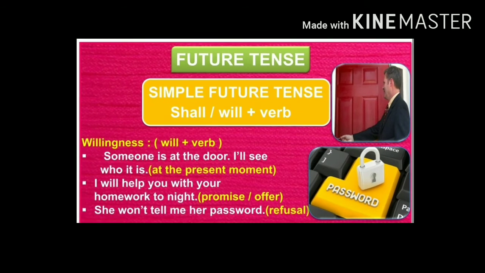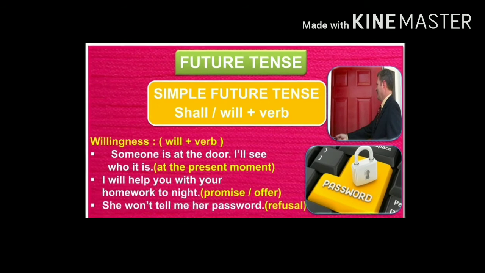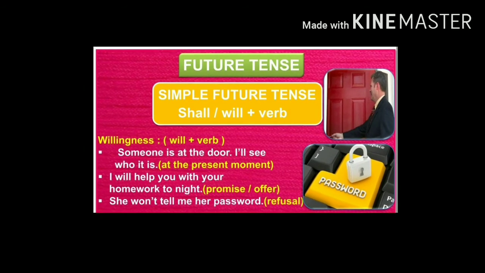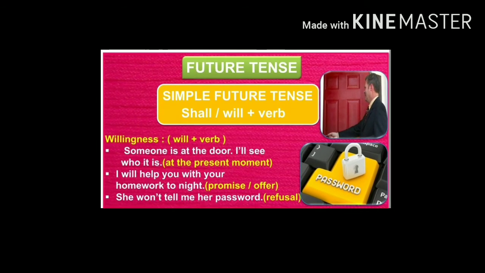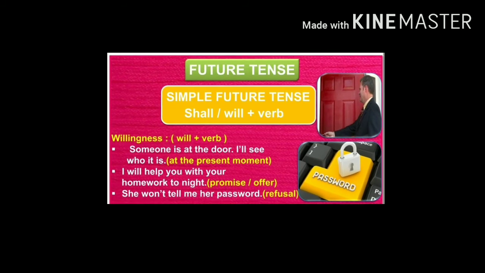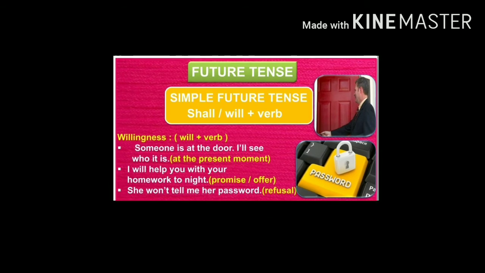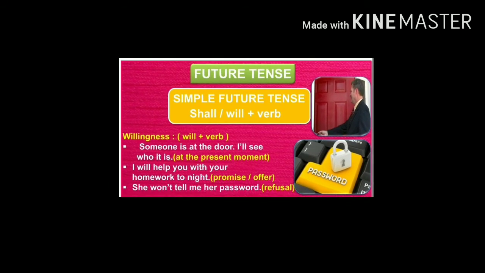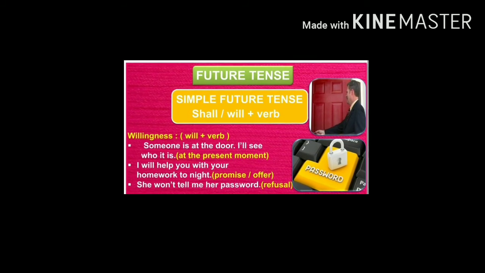First one is simple future tense. The simple future is a verb tense that is used to talk about things that haven't happened yet. Use the simple future to talk about an action or condition that will begin and end in the future. We can use simple future to show willingness, future fact, prediction, plan or intention.